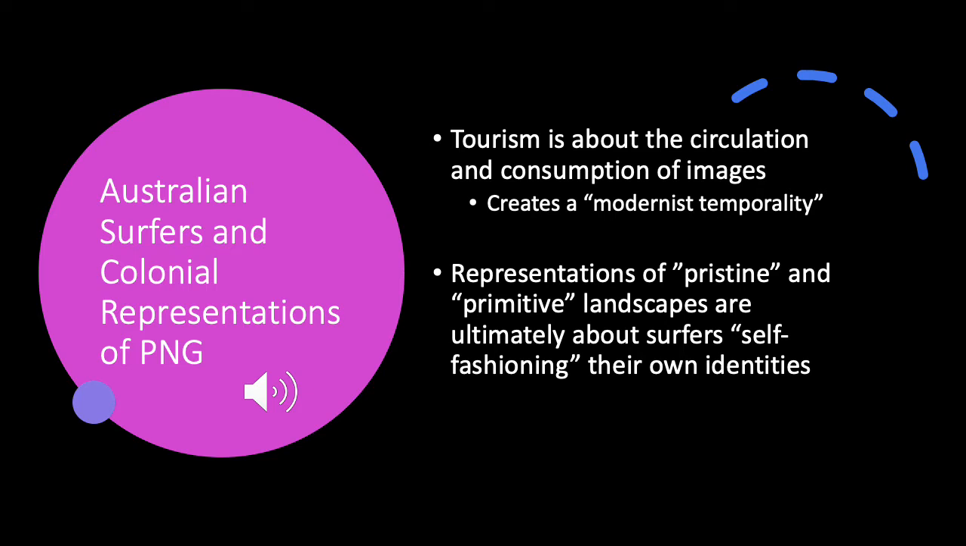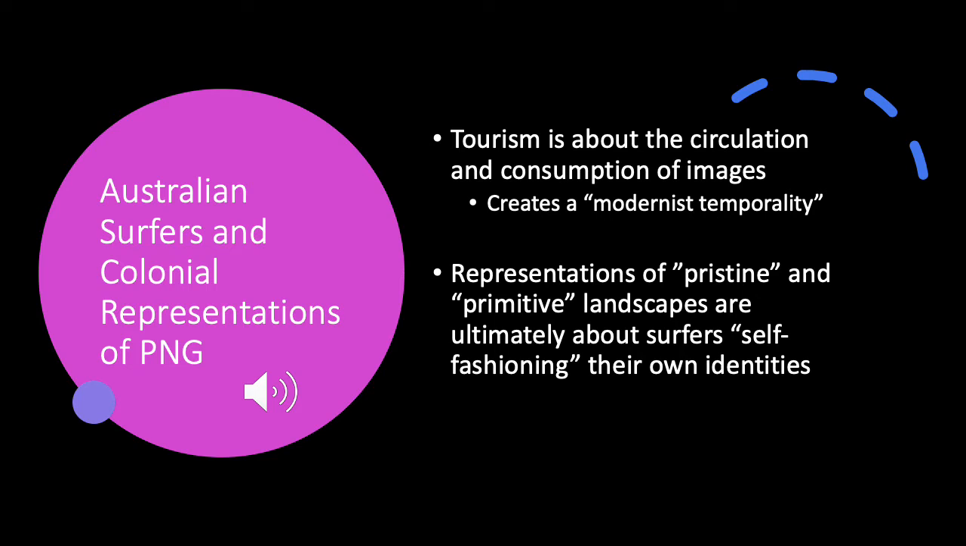So the first body chapter is really about Australian surfers and the way in which Australian surfers understand Papua New Guinea and Papua New Guineans. So keep in mind, again, the point of Paige West's book, her main argument: she's interested in colonial representations of Papua New Guinea and how these ultimately reproduce or create forms of dispossession.